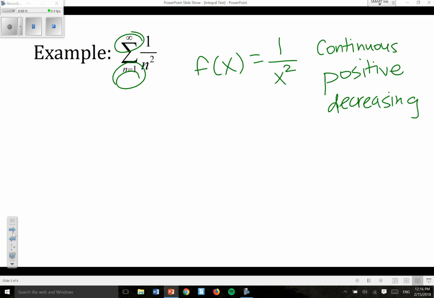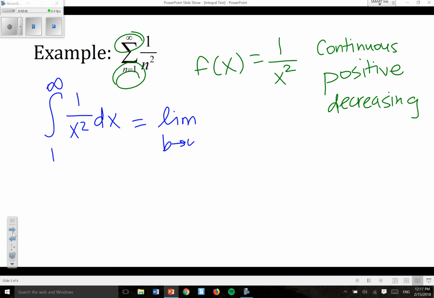So once we determine this is an acceptable function, what the integral test says is that if I look at not the sum from 1 to infinity, but the integral from 1 to infinity of 1 over x squared with respect to x, then if this integral converges, the series is also going to converge. And the good thing is that we already know how to evaluate this improper integral from last week.